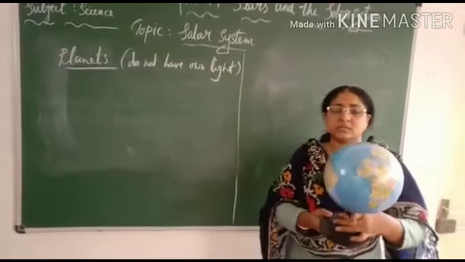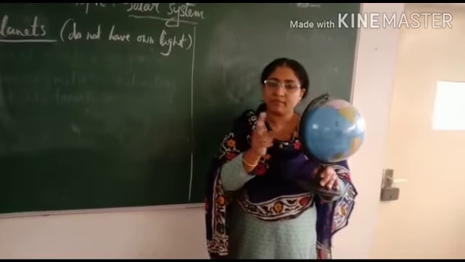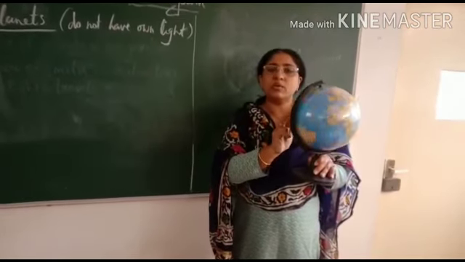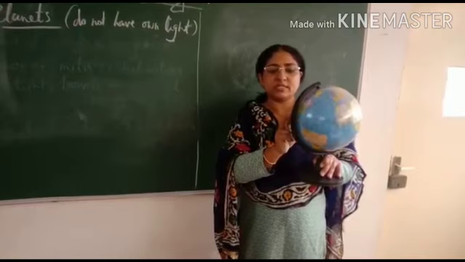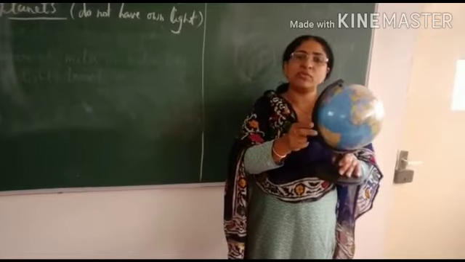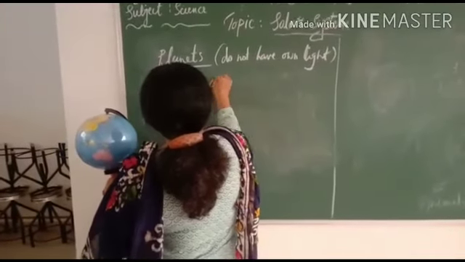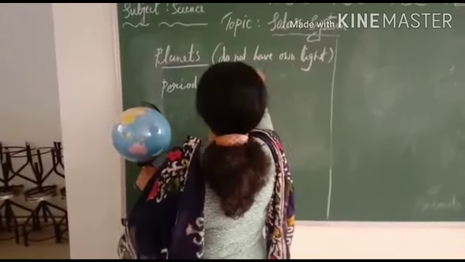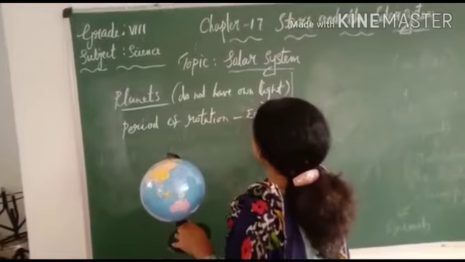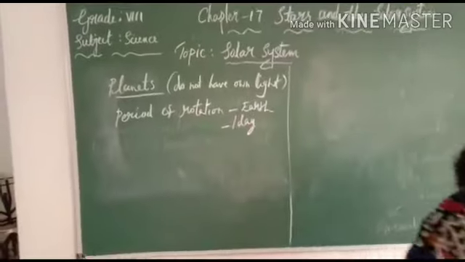Rotation means, here I told you this is the earth. It's a planet. It gets light from the sun, and the moon also gets light from the sun. It can rotate on its own axis. See, this is called one rotation. It starts from here, slowly moves, and comes back to the same position. That is called the period of rotation. This period of rotation of the earth, how long does it take? It takes 1 day or 24 hours.